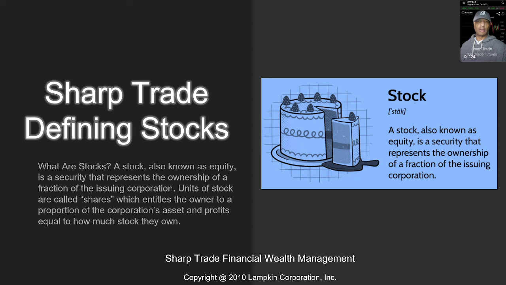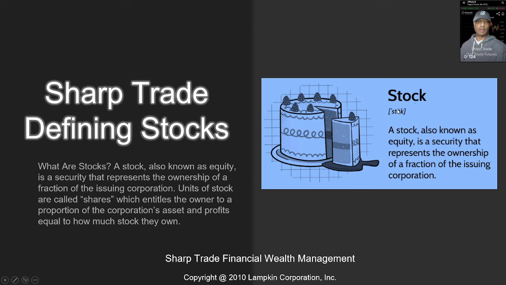What are stocks? Stocks are also known as equities. An equity is a security that represents the ownership of a fraction of an issuing corporation. Units of stocks are called shares, which entitle the owner to a portion of the corporation's assets and profits equal to how much stock they own.